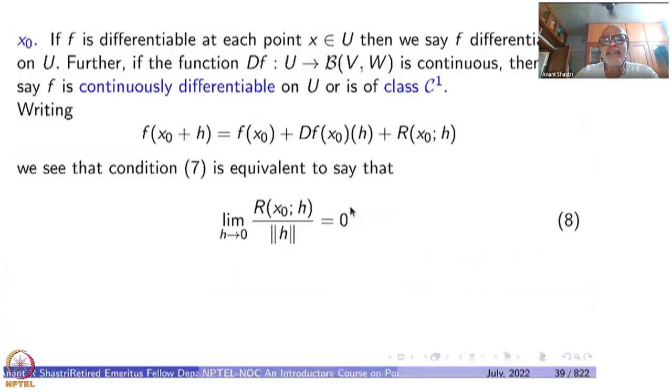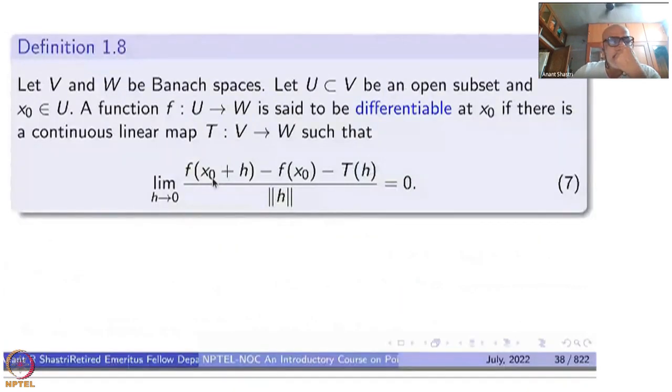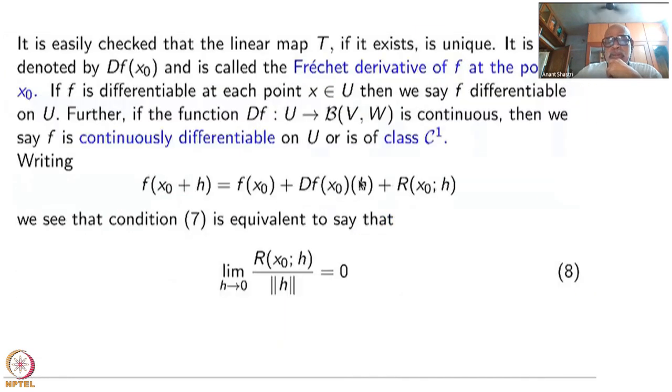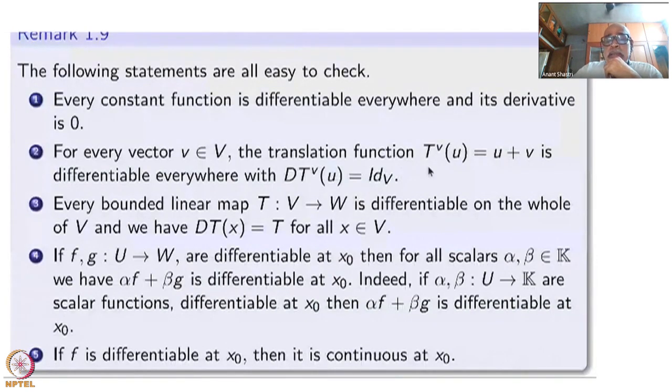All that we have to check is to go back to the definition. f of x naught plus h minus f of x naught will be what now? T v of this one adds v, then again subtracting, v cancels off. It's just like x naught plus h minus x naught. So what should I take for T? Take the identity map. Then this numerator itself will be identically zero. There is no need to divide by norm h and so on. So it will always be true. That's all.